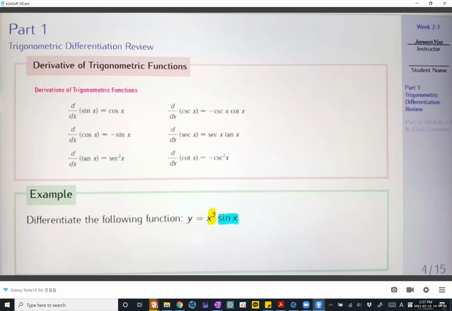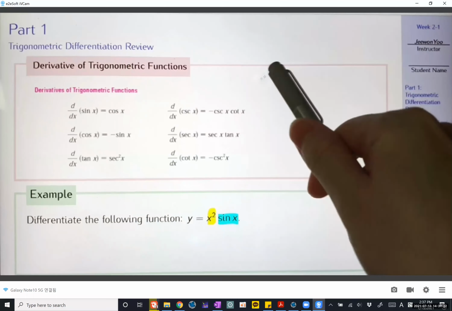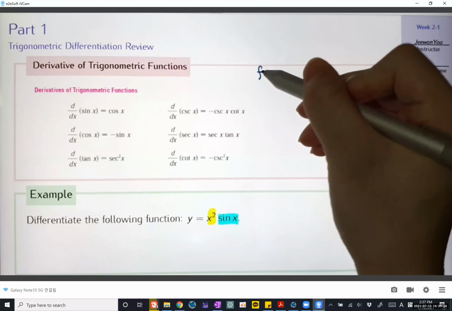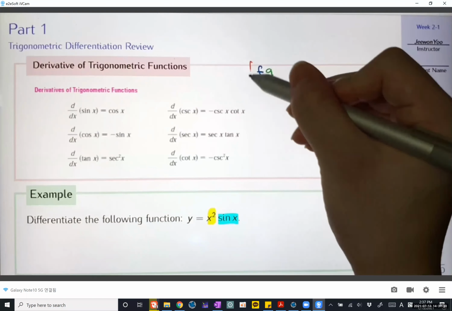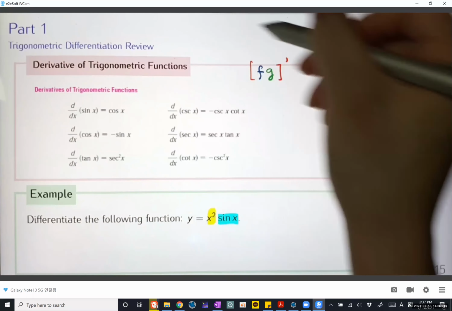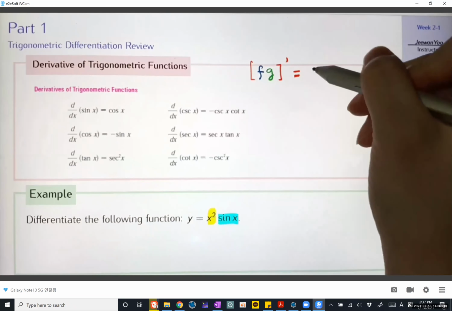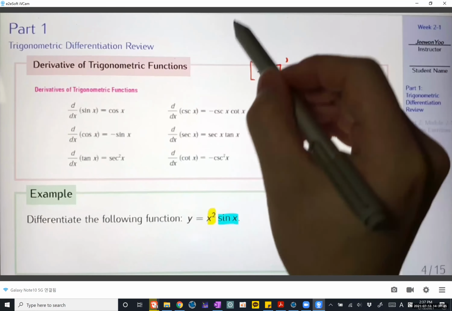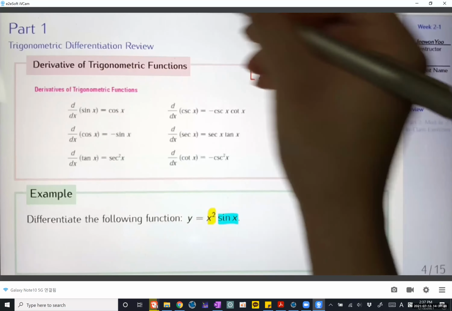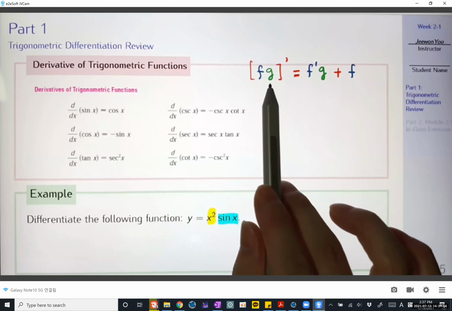In case you forget about the product rule or quotient rule, I'm going to write down the formulas for you. Product rule looks like this. If two functions, let's say we have some blue function f and green function g, are multiplied together, and you want to find the derivative, it becomes what? The derivative of the first, which means f prime, times the original second g, plus the original first f times the derivative of the second g prime.